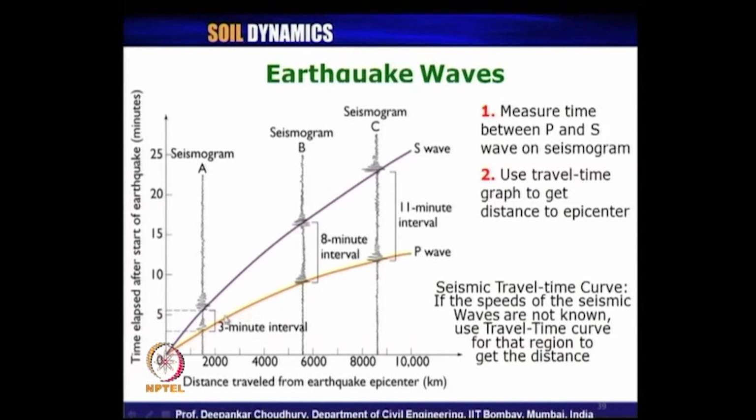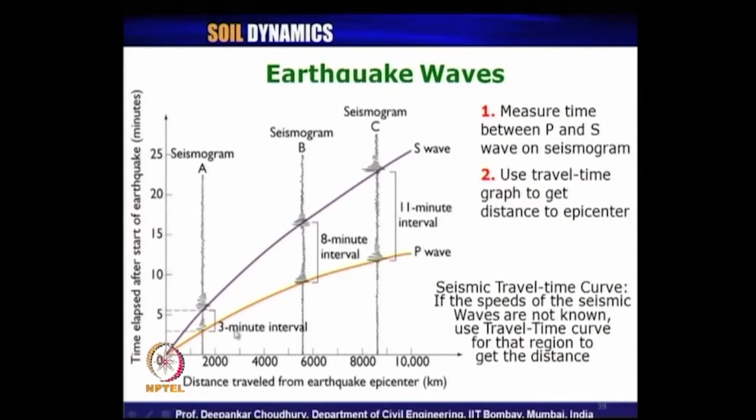For example, let us say there is a 3-minute interval between the arrival time of P wave and S wave for seismogram A located at one point. In another station, seismogram B, the arrival time of P wave is somewhere here and the arrival time of S wave is somewhere here, and there is a time difference of about 8 minutes, say. And another recording station, let us say it is C, where P wave arrives here and S wave arrives here, and the time difference between their arrival is say about 11 minutes.